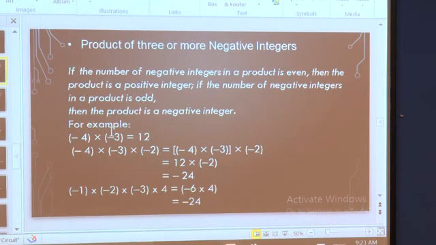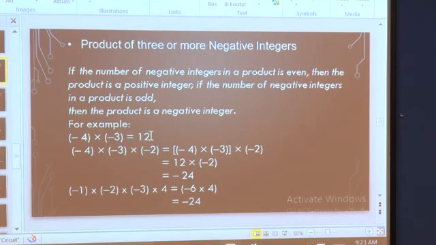Now we will see examples, because without examples we can't understand. You can write your own integers and try it. Now I have given some examples here. I have taken first two negative integers, that is -4 and -3. The product means we have to use the multiplication sign. So -4 multiplied by -3 is equal to 12.